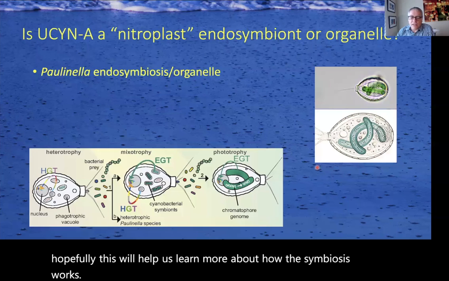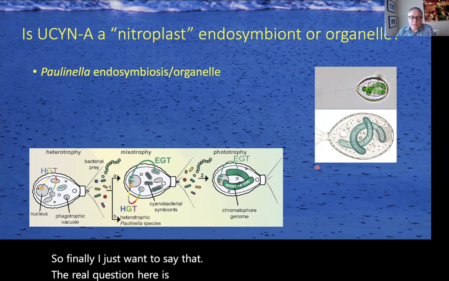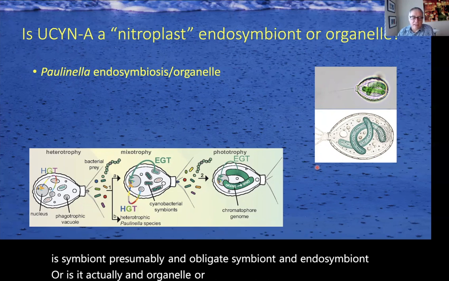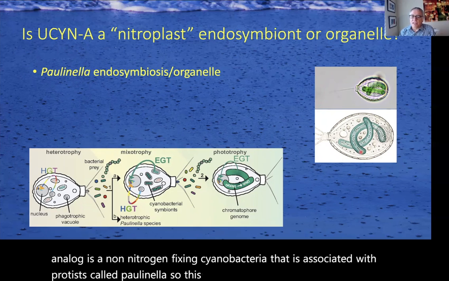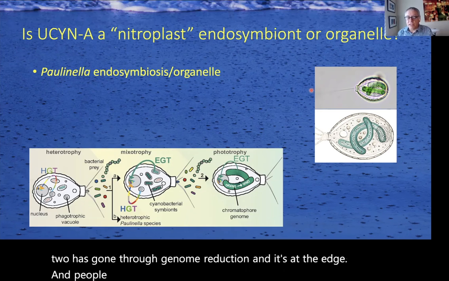So finally, I just want to say that the real question here is, what is this thing? Is it something that just is a symbiont, presumably an obligate symbiont, an endosymbiont, or is it actually an organelle or approaching an organelle? And the analog is a non-nitrogen fixing cyanobacteria that is associated with a protist called Paulinella. So this is, or was, a cyanobacteria. It now too has gone through genome reduction, and it's at the edge, and people argue whether it's either an endosymbiont or an organelle.